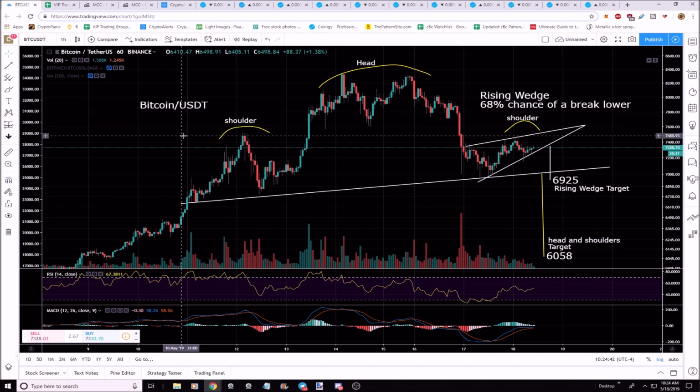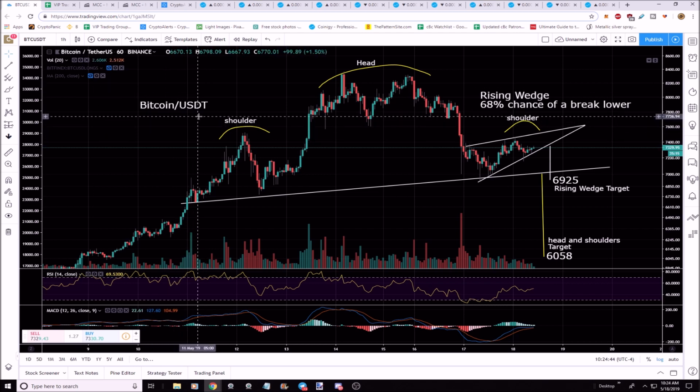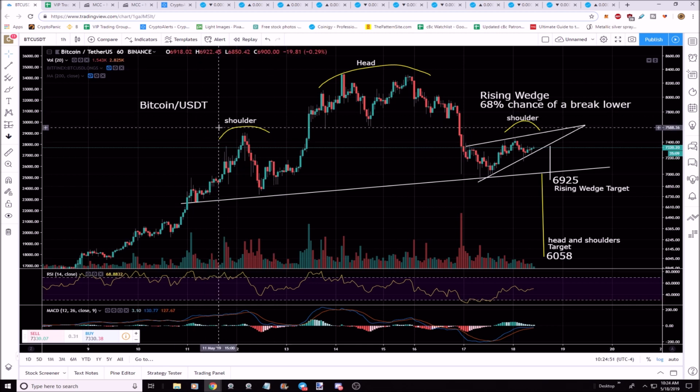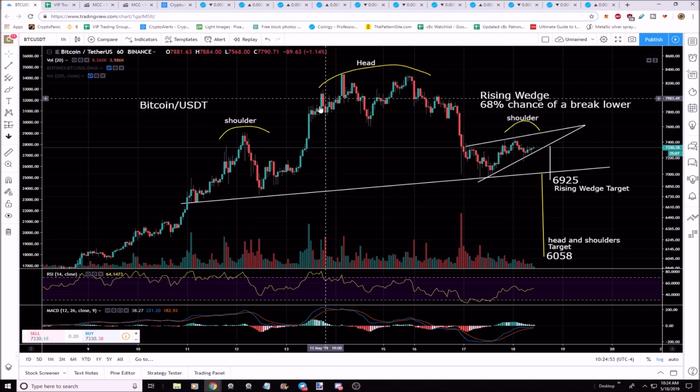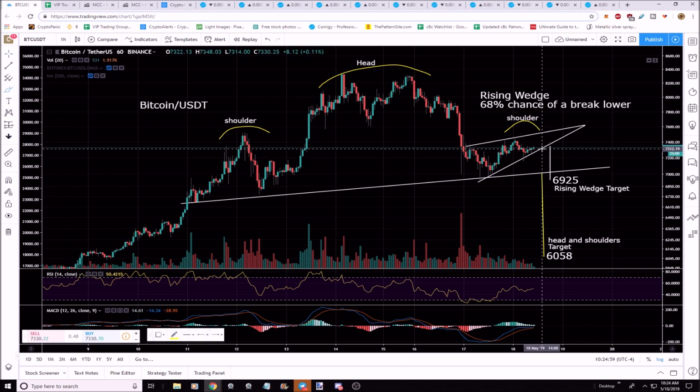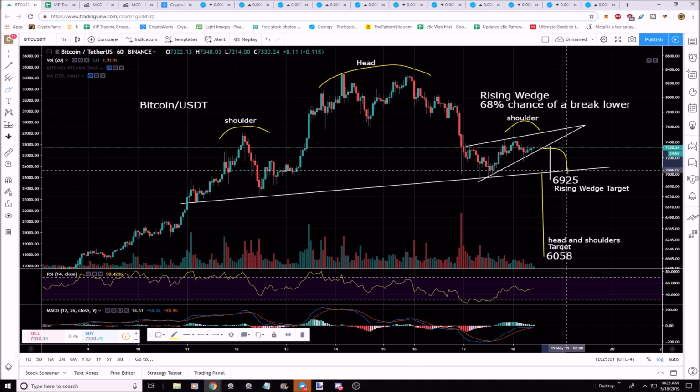So Bitcoin USDT on Binance, 1 hour chart. The concern here is this. I feel like there's a black cloud hanging over Bitcoin right now because you've got this shoulder, head, potential another shoulder. For this to be confirmed, we would need to move down, and just like when we confirm a breakout to the upside, we need a candle body close to the downside, some volume coming in potentially, to confirm the breakout to the downside.